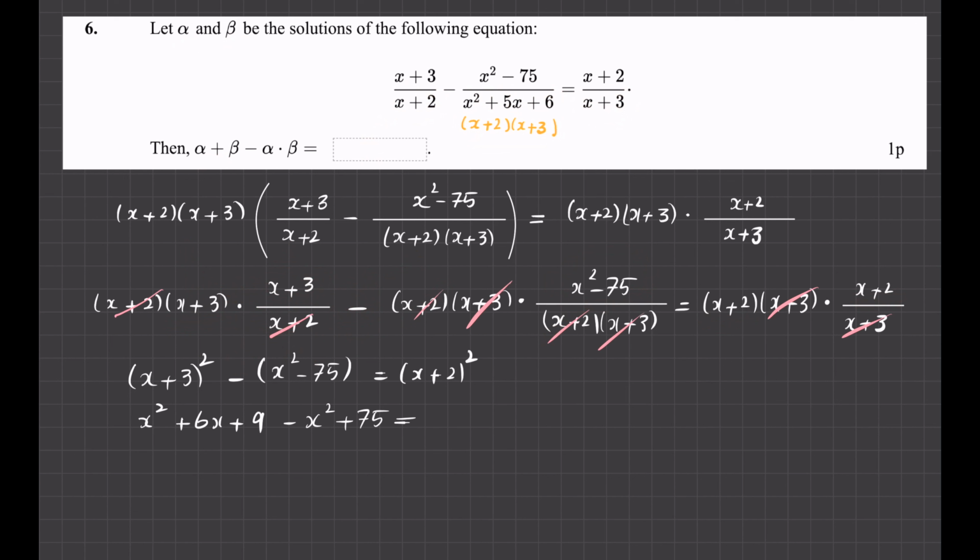On the right hand side I use the squaring rule again. The first one squared, 2 times the first one times the second one, and plus the second one squared.